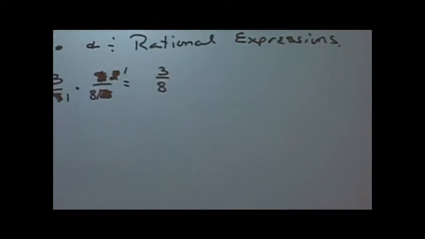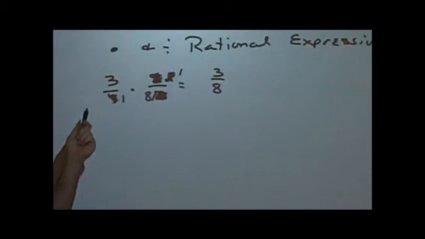The reason we reduce before time and not after is because you get smaller numbers. If I would have multiplied straight across at the beginning, I would have got bigger numbers, which would have been hard to reduce at the end. Alright? Okay, so whenever you're multiplying fractions, you can reduce top and bottom.